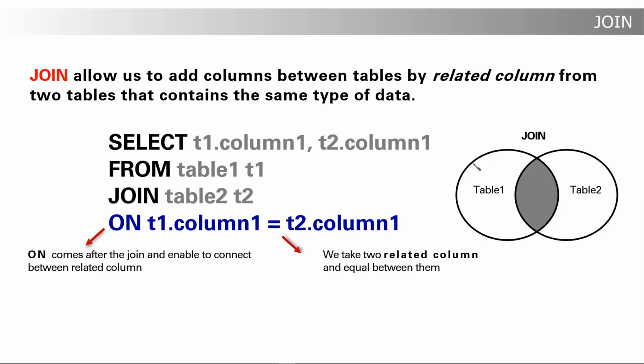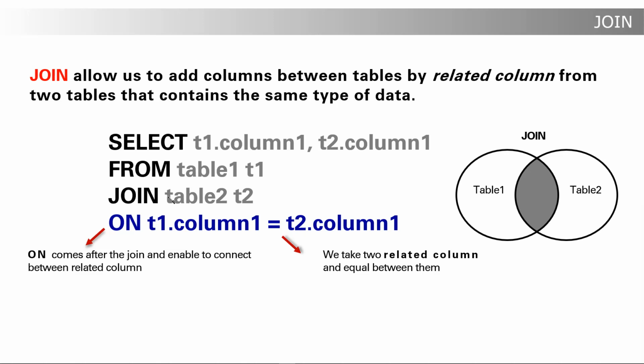In this lesson, we will learn about join. Join allows us to add columns between tables by a related column from two tables that contain the same type of data. If we have table 1 and we want to add columns from table 2, we can join between them and receive the column 1 from table 1 and the column 1 from table 2.